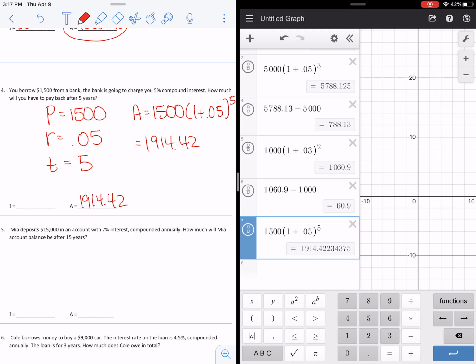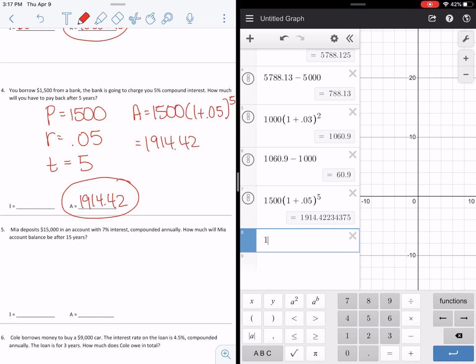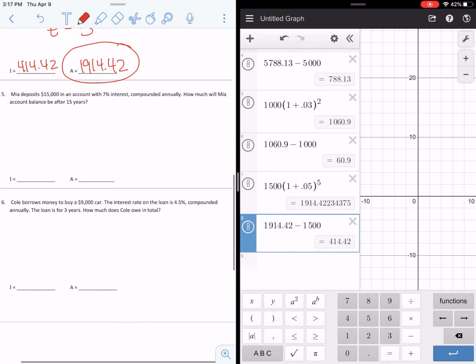And then our question, how much will you have to pay back? That's asking for the total, so that is going to be the correct answer for our final answer. And then if we wanted to just calculate the interest, we would have to subtract again by the principal, and that would give you $414.42.